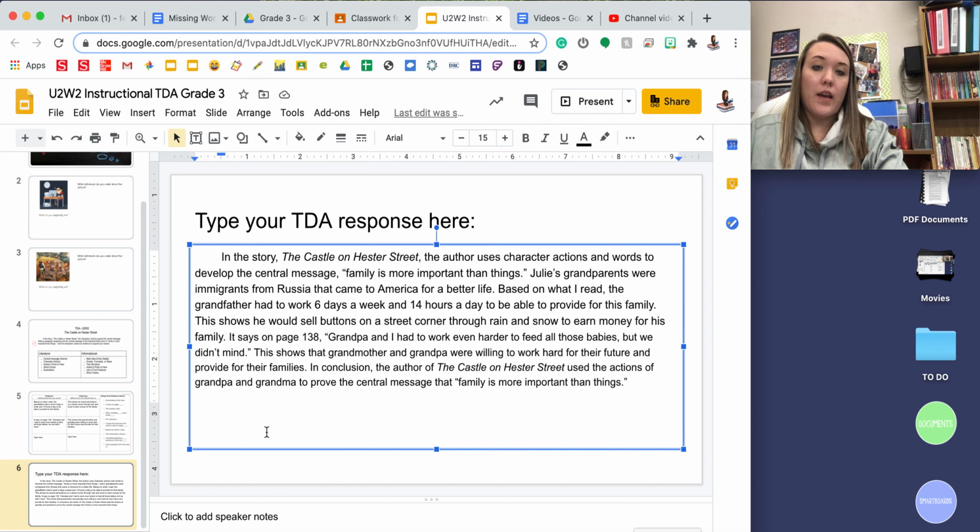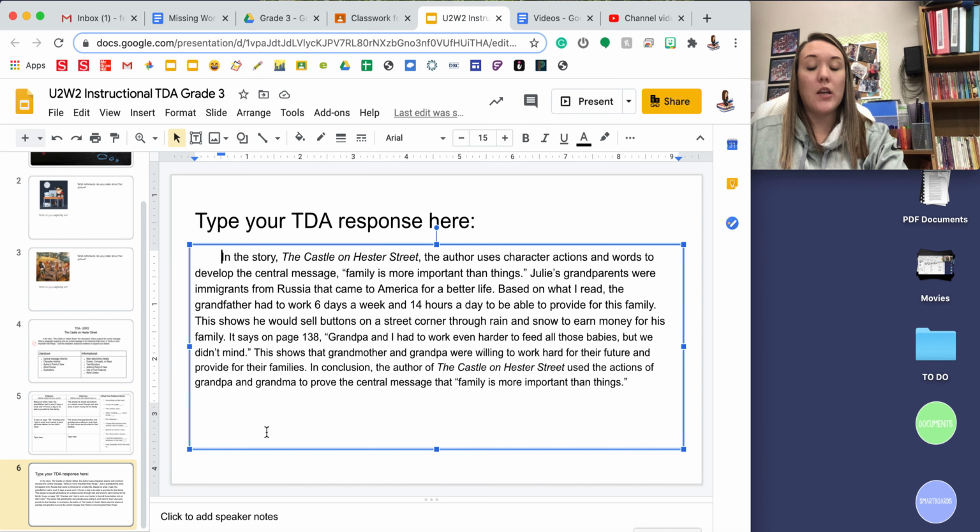In the story, The Castle on Hester Street, the author uses character actions and words to develop the central message: family is more important than things. Julie's grandparents were immigrants from Russia that came to America for a better life. Based on what I read, the grandfather had to work 6 days a week and 14 hours a day to be able to provide for his family. This shows he would sell buttons on a street corner through rain and snow to earn money for his family.